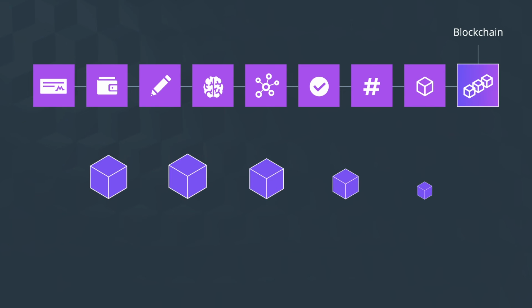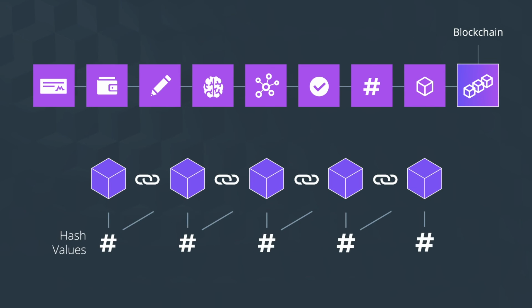Finally, these blocks are linked together using hash values into what we call the blockchain. This blockchain is a shared ledger where the blocks are chained together. It contains the entire history of transactions that have been made on the blockchain. This allows us to easily see which transactions are valid and not.